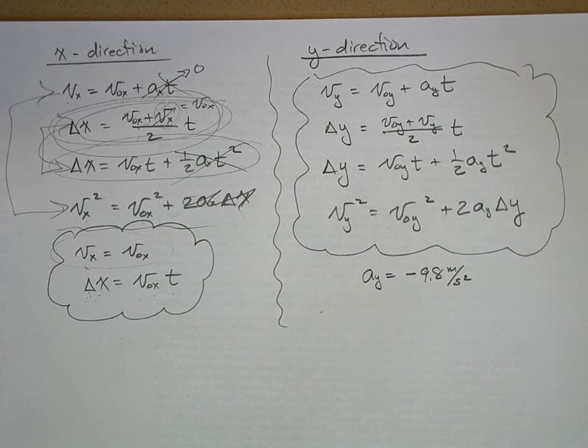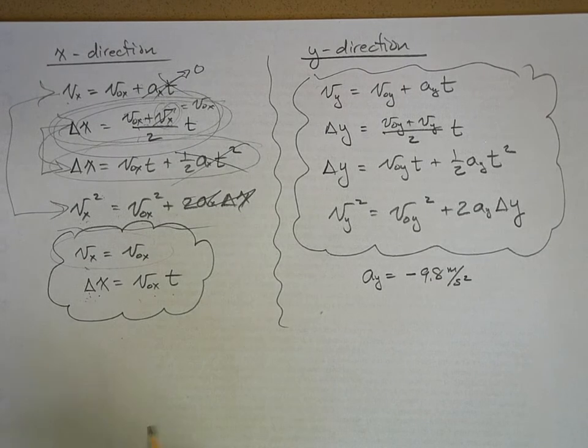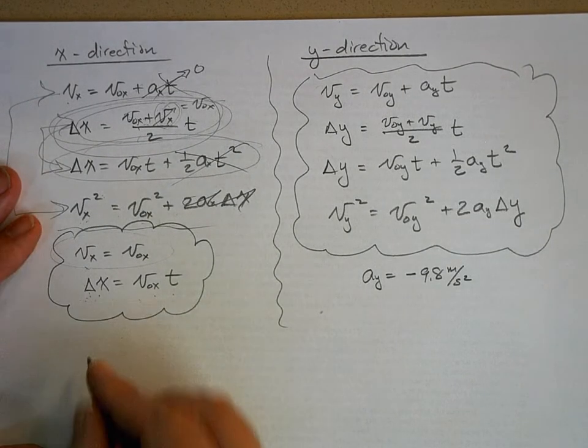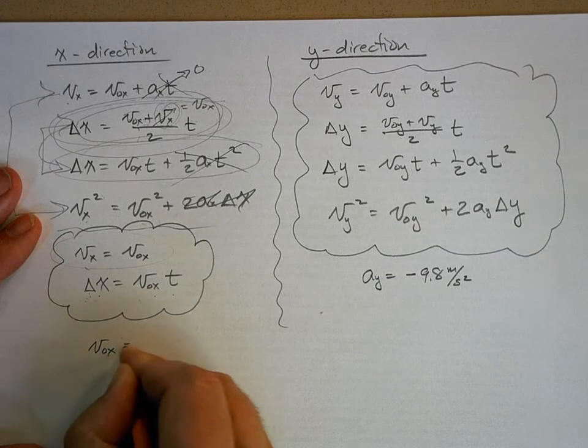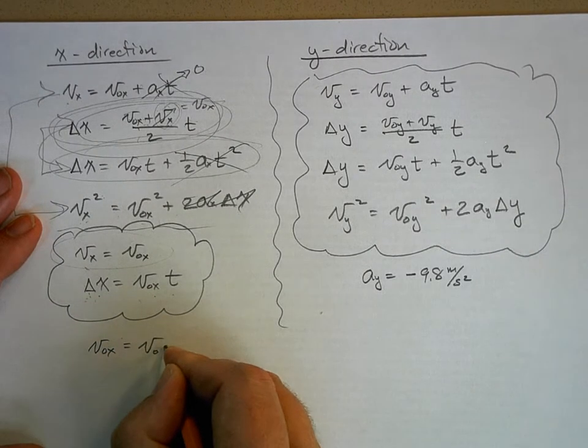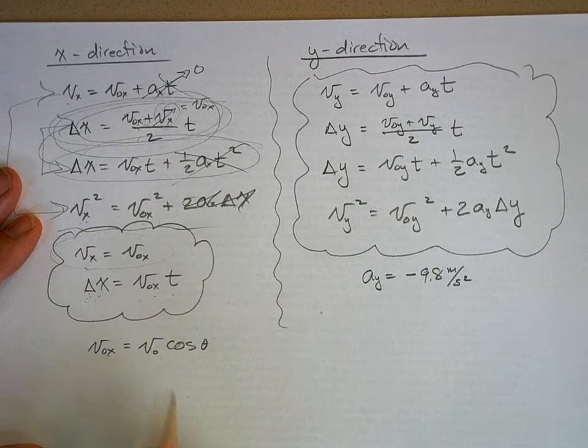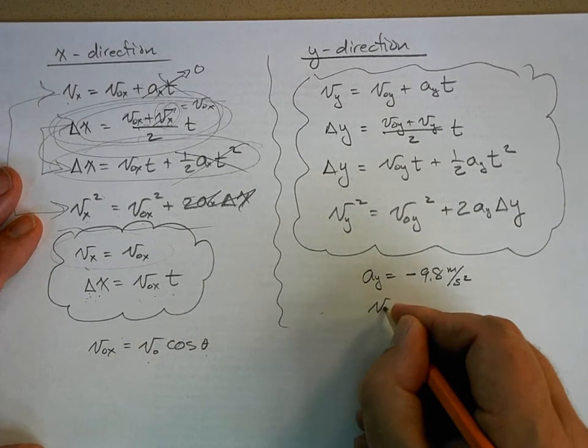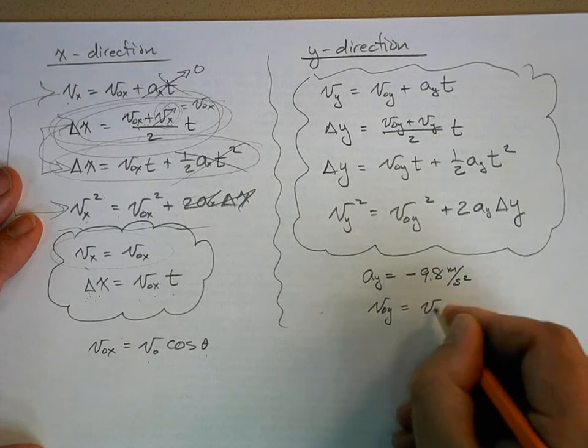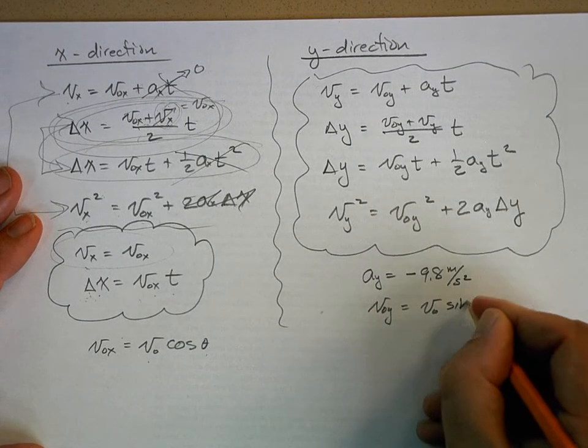Okay. All right, now, there are a couple other things you need to know. V naught x equals v naught cosine theta. This is the total initial velocity. This is the launch angle. And v naught y equals v naught times the sine of the angle.